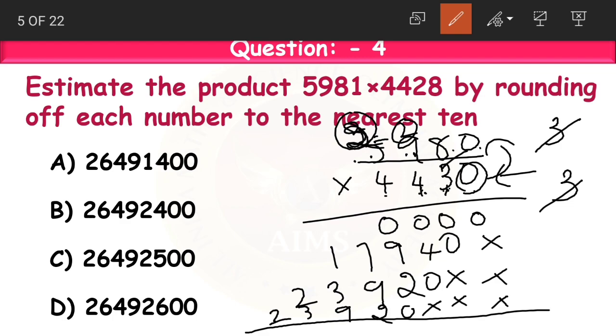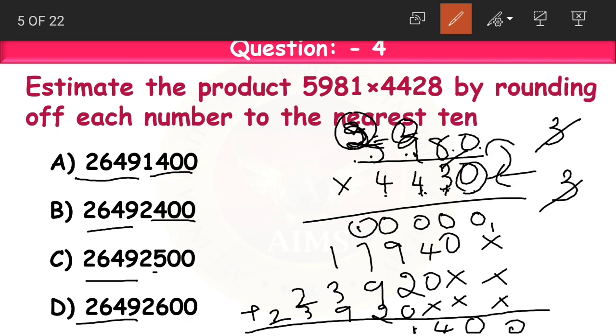Now what will be the next step? We'll have to add all these numbers. Here we have 0, 0, 4. 9 plus 2 becomes 11. If you look at the options here, students, if you are in a hurry, like when you are in a competitive exam and you are in a hurry to attempt as many questions as possible, what you can do here is, if you observe the options, the first 4 digits are the same in every option. Only the last 4 digits are different.